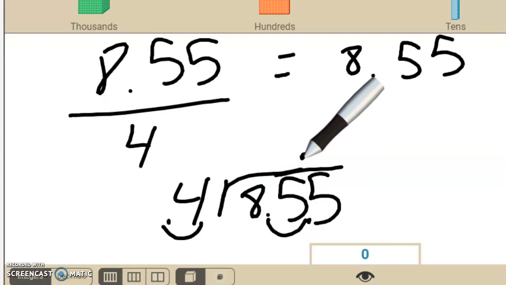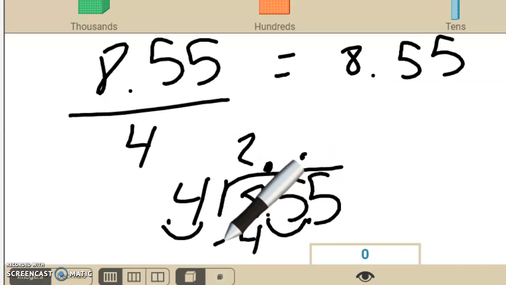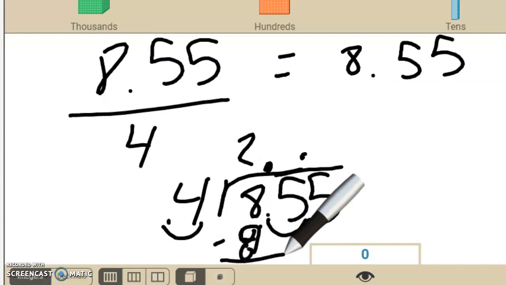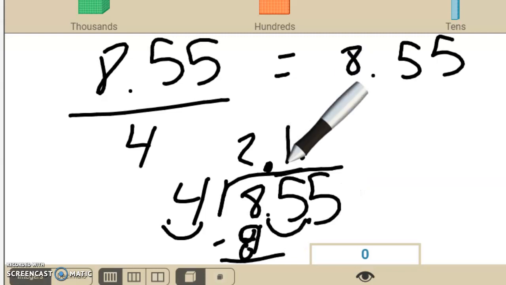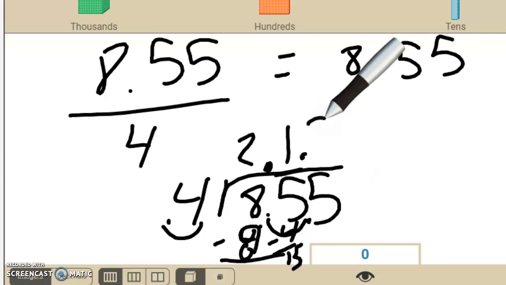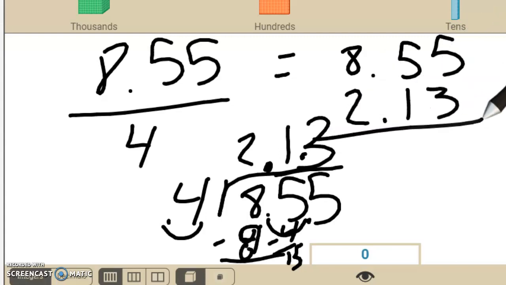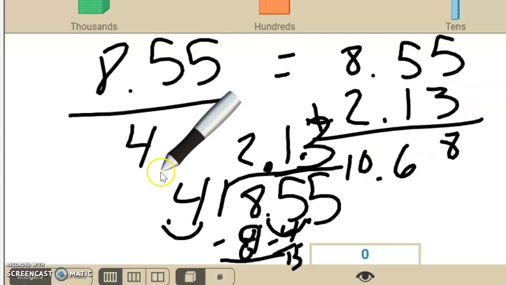So now 4 goes into 8 2 times. And that's going to give us 8. And then 4 goes into 5 1 time. And that's going to give us 4. Take away would be 15. And 4 is going to go into 15 3 times. So we're going to be about roughly $2.13 plus the $8.55 that we've already spent. So it's going to be roughly about $10.68.